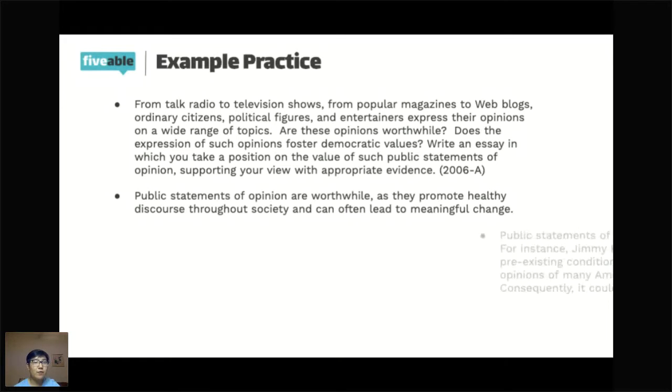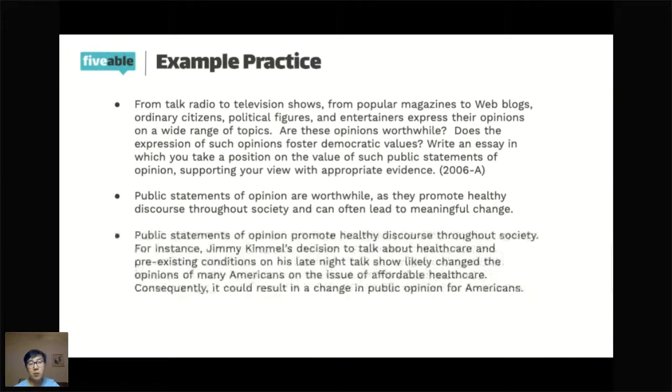All right, and so for my sample body paragraph, I wrote, public statements of opinion promote healthy discourse throughout society. For instance, Jimmy Kimmel's decision to talk about healthcare and pre-existing conditions on his late-night talk show likely changed the opinions of many Americans on the issue of affordable healthcare. Consequently, it could result in a change in public opinion for Americans.